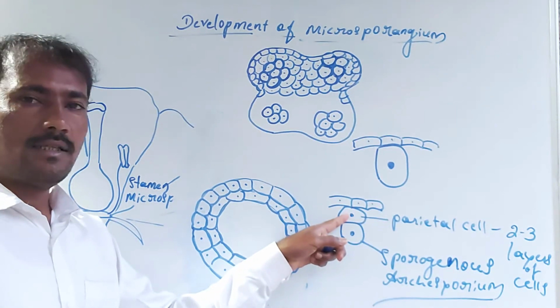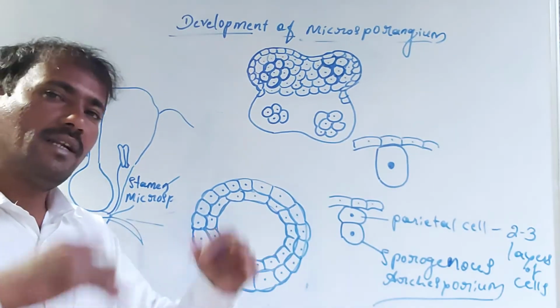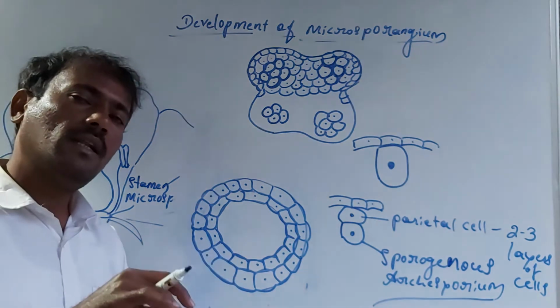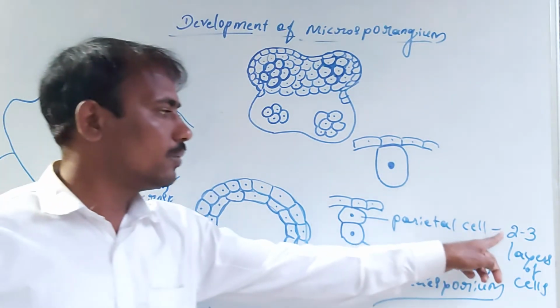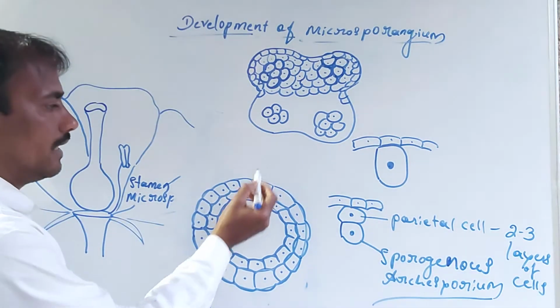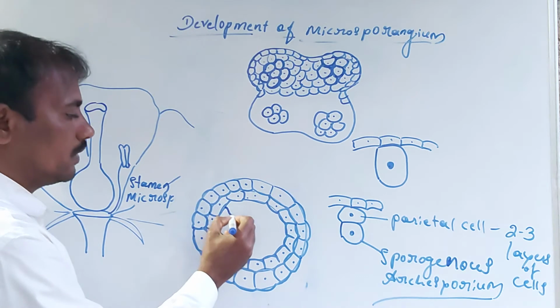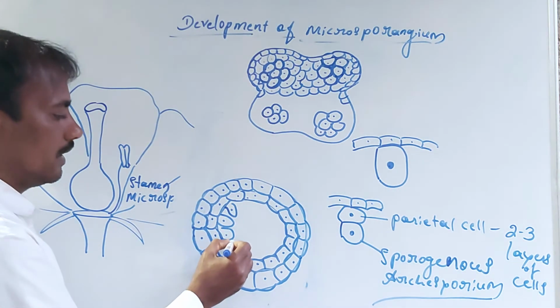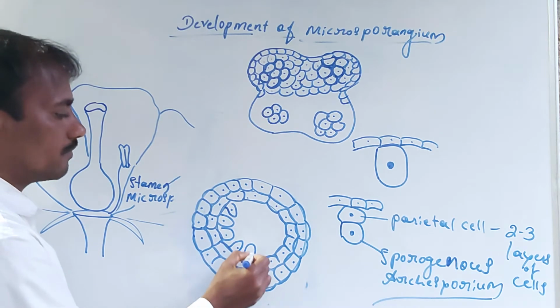Outer parietal cells repeatedly divide anticlinally and periclinally to form 2 to 3 layers of cells. One layer, second layer, like that.